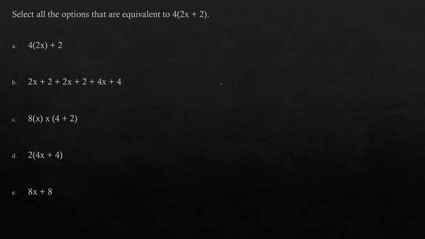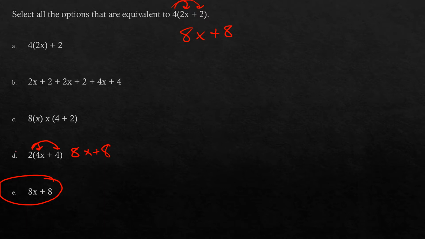Again, here's another one just like it but with different numbers. So let's take that 4 and distribute it to everything in here. I get 8x + 8. So again, this bottom one. Let's check this one here. 2 times 4 is 8x + 8, which is also the same, so that one works.